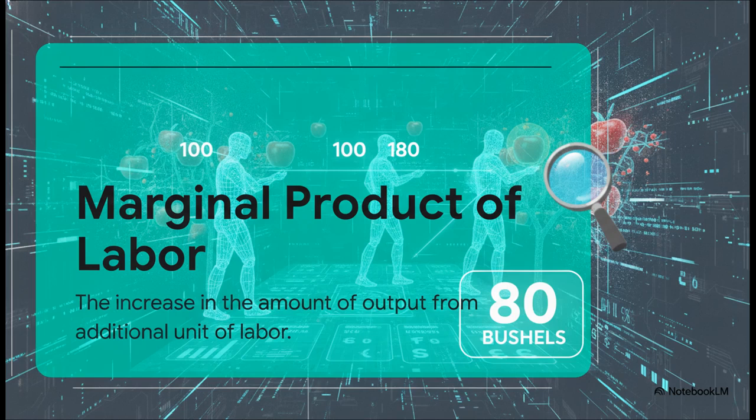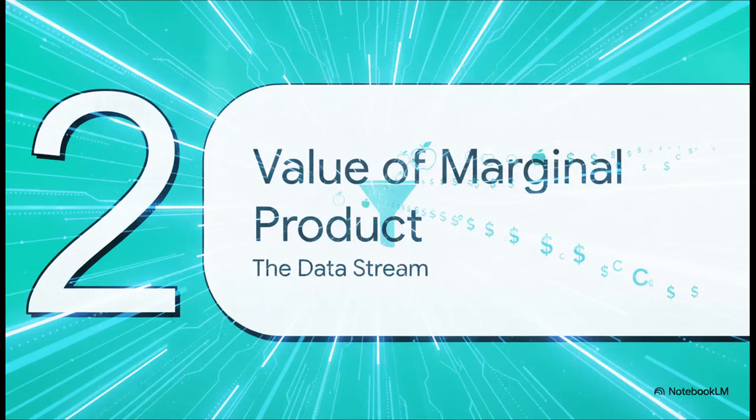Let's put some specific numbers to this. If adding a second worker increases apple production from 100 up to 180 bushels, the marginal product of that second worker is exactly 80 bushels. We're measuring the exact incremental benefit of that one specific hire. But here's the catch. 80 bushels of apples doesn't pay the bills directly. The firm has to figure out what those apples are actually worth in the marketplace. Which brings us to part 2, the data stream, value of the marginal product.